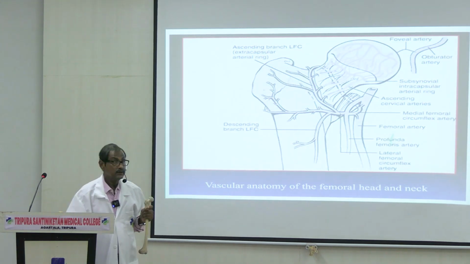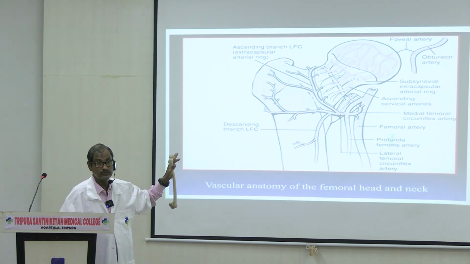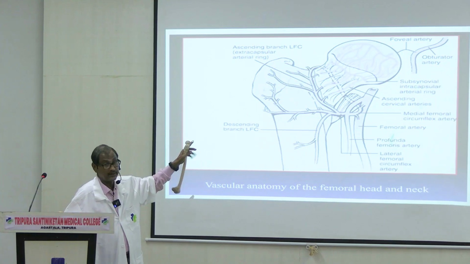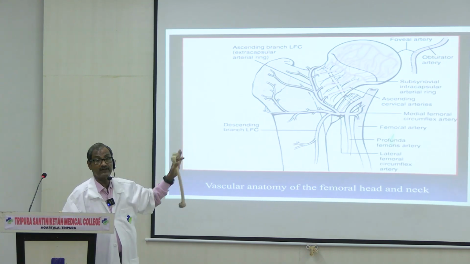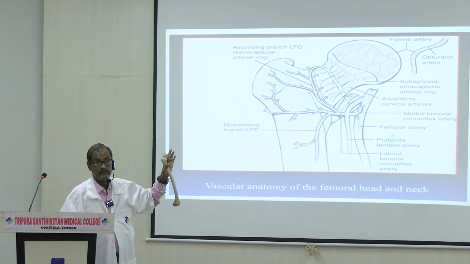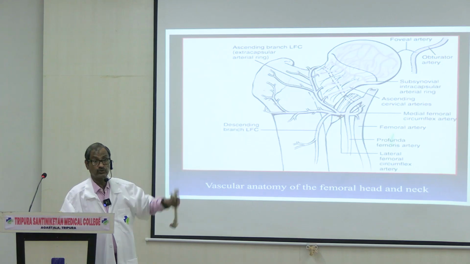Why four to eight years? At that time, the retinacular artery has not grown properly. It is growing, but the foveal artery is also decreasing. In adult age, the foveal supply is very less. The retinacular artery is the main source of supply.